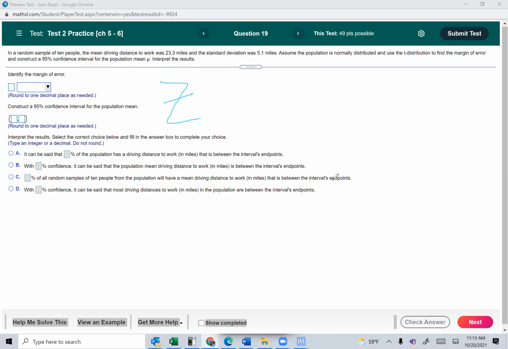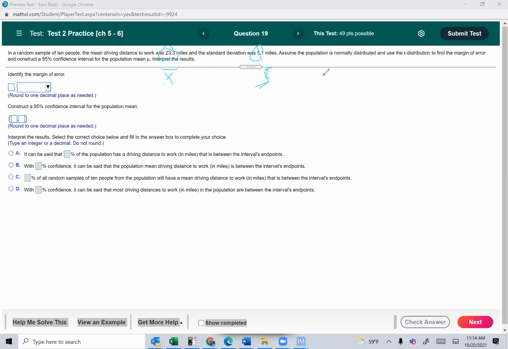Let me just remove that Z so you don't think it's always Z here. In a random sample of 10 people, the mean driving distance to work was 23.3. That's X bar. And the standard deviation was 5.1. He didn't say population standard deviation. He's talking about the sample, so that's S. So guys, right here, this is X bar, and this is S. Unless he says population standard deviation, guys, it is S.